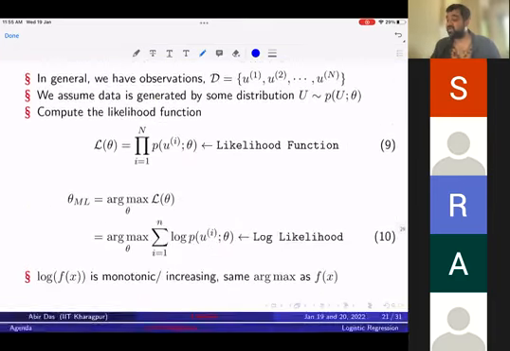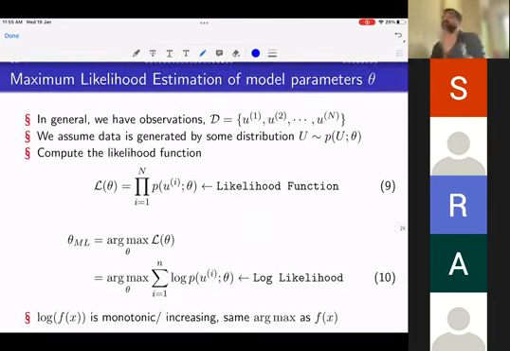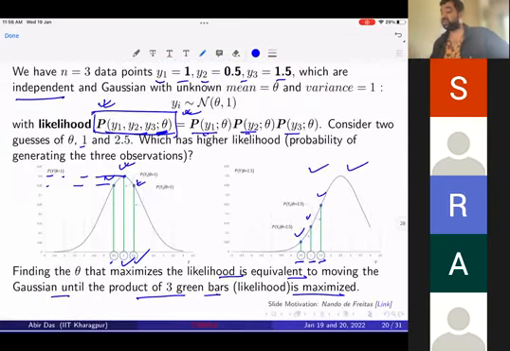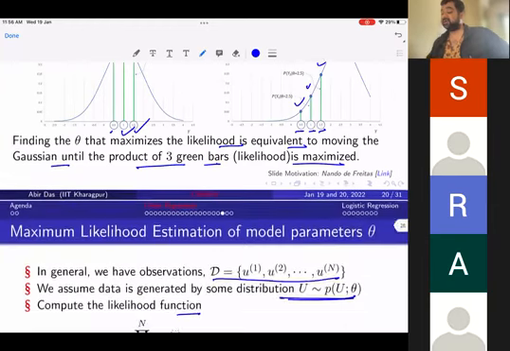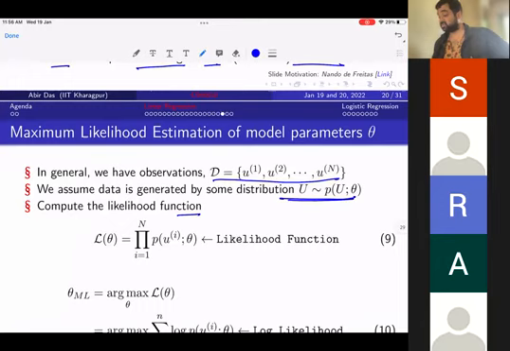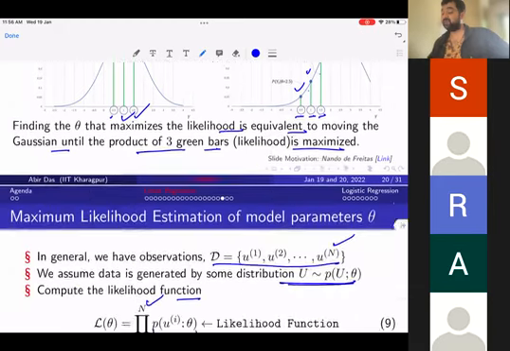So let us go ahead. In general, this is the general recipe for maximum likelihood estimation. We have observations, some data, which was written as y1, y2, y3 in the last slide. We assume the data is generated by some distribution, and then compute the likelihood function. It's the same thing we did here. We are assuming that this is generated by a Gaussian, then compute the likelihood function, that is just the product of the individual probability values for those n data points. This is the likelihood function that we have defined here.